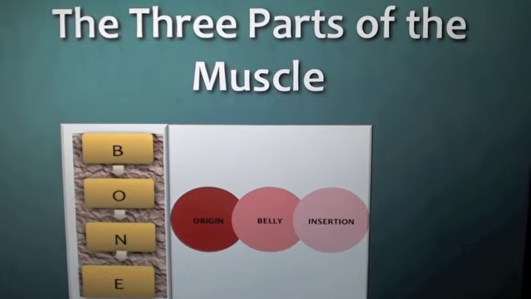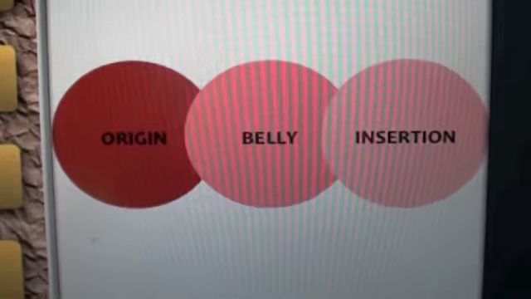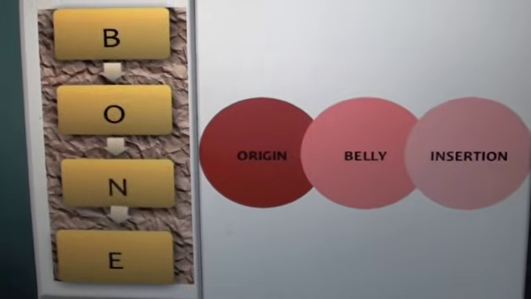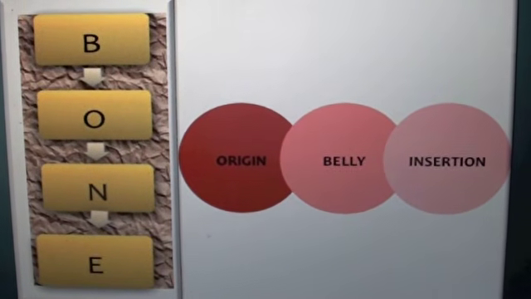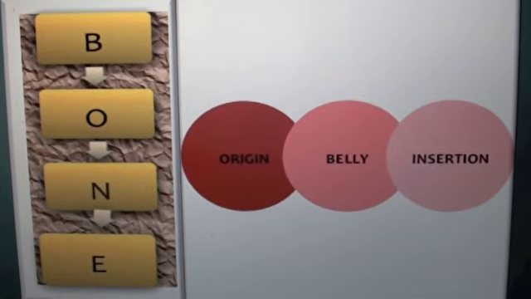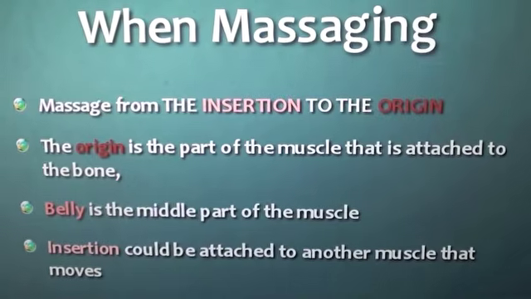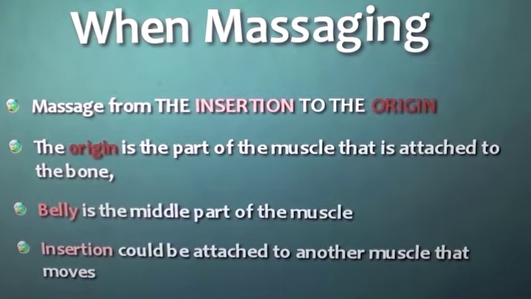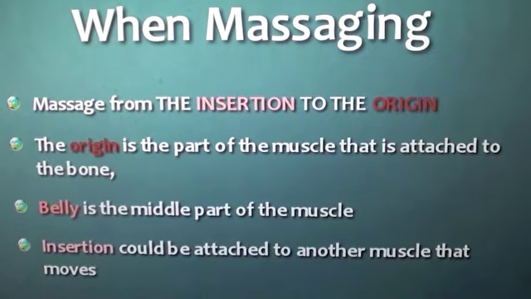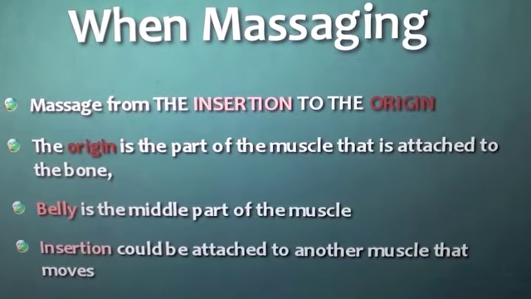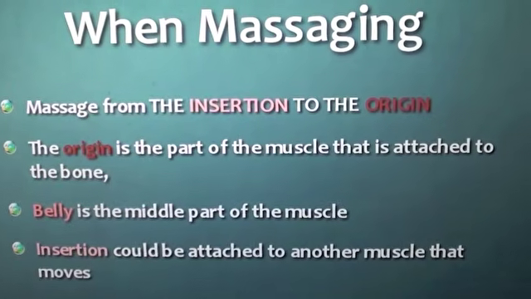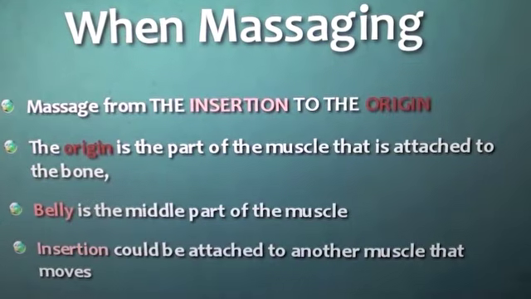The 3 parts of the muscle are origin, belly, and insertion. Origin is always attached to the bone. Belly is the middle part. Insertion could be attached to other muscles. When massaging, massage from the insertion to the origin. The origin is the part of the muscle that is attached to the bone. The belly is the middle part of the muscle. Insertion could be attached to another muscle that moves.